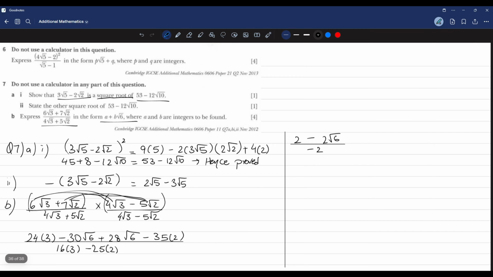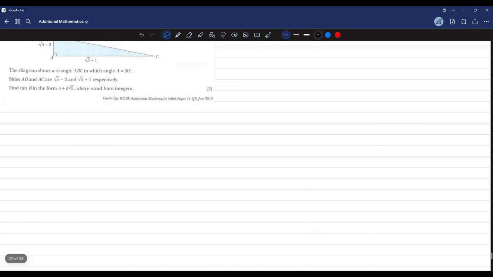How do we remove the negative sign from the denominator? By multiplying the numerator by negative. So we have got to multiply this by negative, and we have got positive 2 under root 6 minus 2, divided by 2. And we can simplify this, and we get under root 6 minus 1 as our answer for question number 7. I hope that explains it.